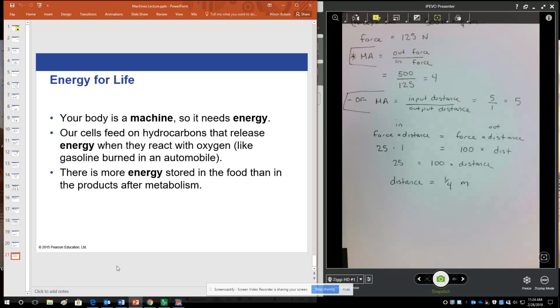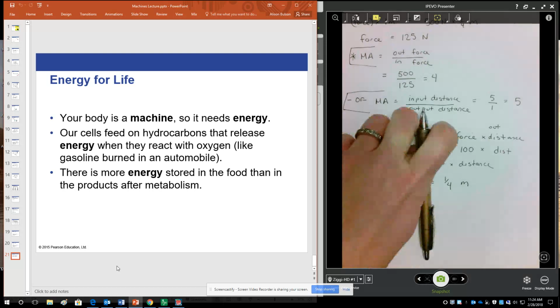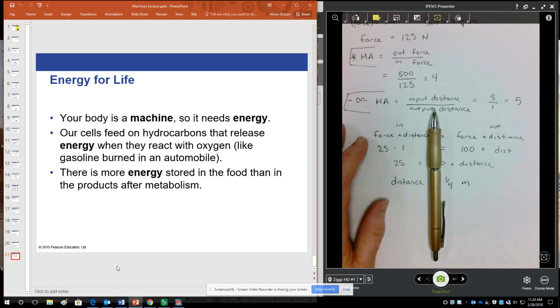So finally, the last section of the textbook talks about energy for life. As you know, my expertise is physics and not anatomy or physiology. But in general, we say our bodies are machines, and so we have to have energy input. Our cells feed on hydrocarbons that release energy when they react with oxygen. And there is more energy stored in the food we consume than in the byproducts after metabolism. We don't need to talk about byproducts of metabolism, but the big idea is that we put energy into our body through the food we consume.